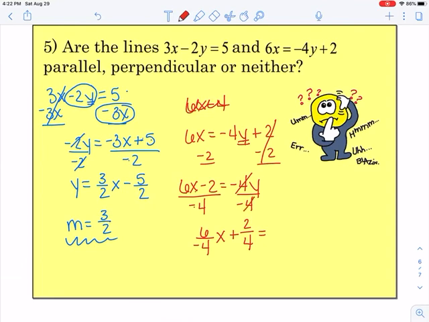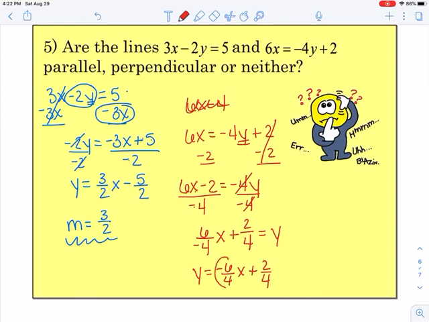And on the right, the negative 4's will cancel, leaving me with y. Y is all by itself. If for some reason you don't like that y on the right-hand side, put it on the left-hand side. It is absolutely no different. Okay, and now that's in y equals mx plus b form, and now I can pull off the slope.